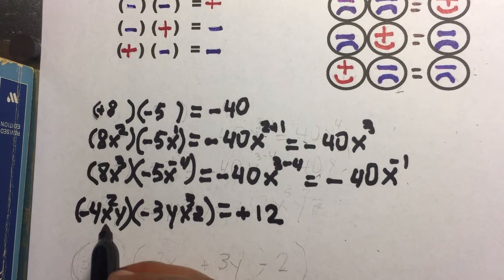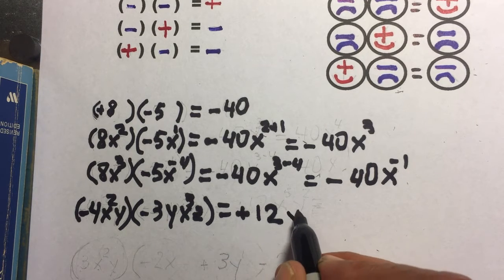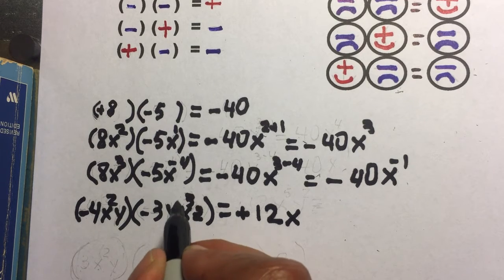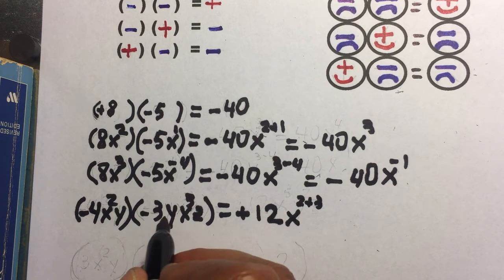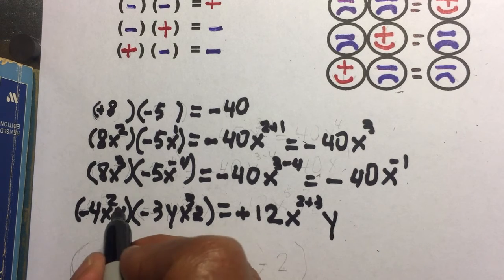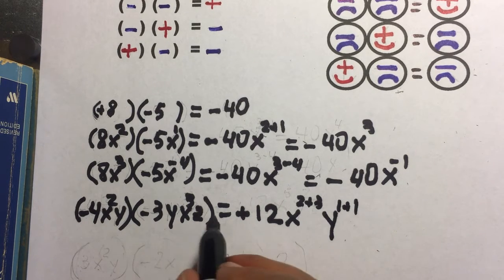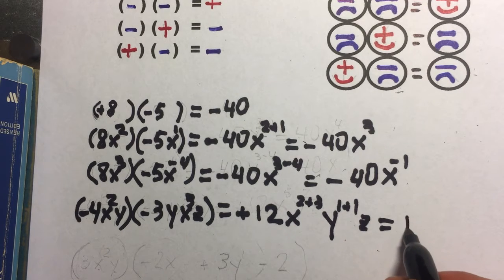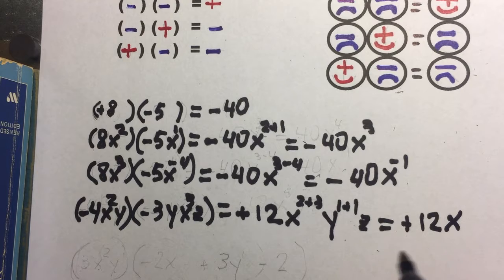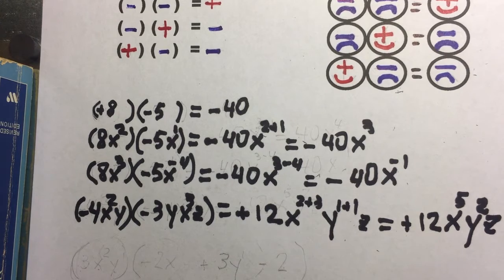The literals or letters or variables. X. We have an x here and we have another x here. So it would be x and we add the exponents. 2 plus 3. We go to y. We have a y here and we have another y here. So it would be y. The exponent here is 1. The exponent here is 1. So it would be 1 plus 1. Then we have a letter here, z. So the final answer would be plus 12 x to the 2 plus 3, fifth, y to the 1 plus 1, 2, and z to the 1. That's the final answer.